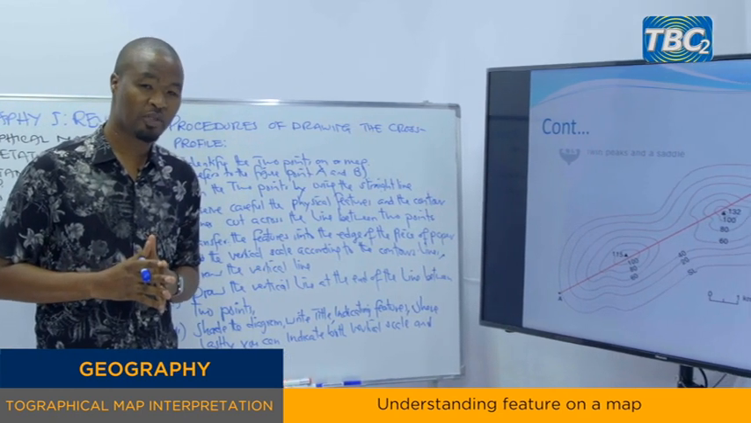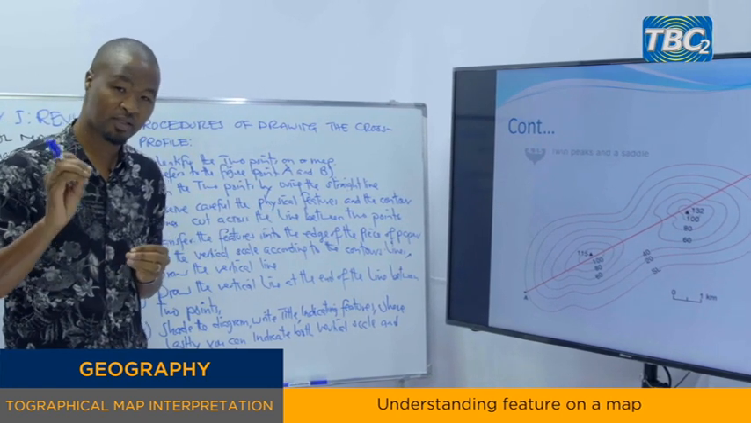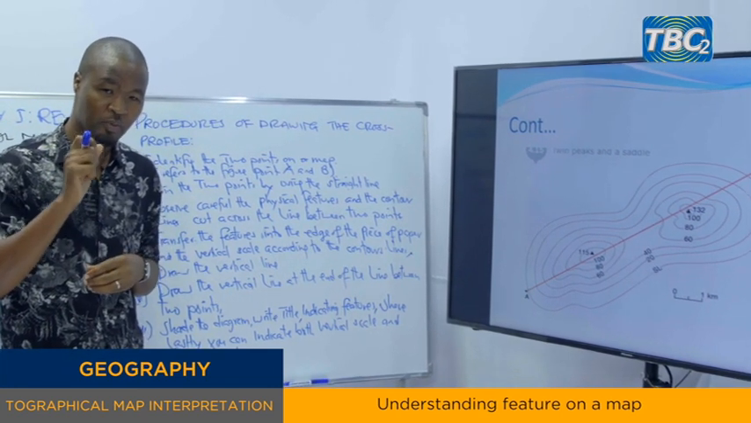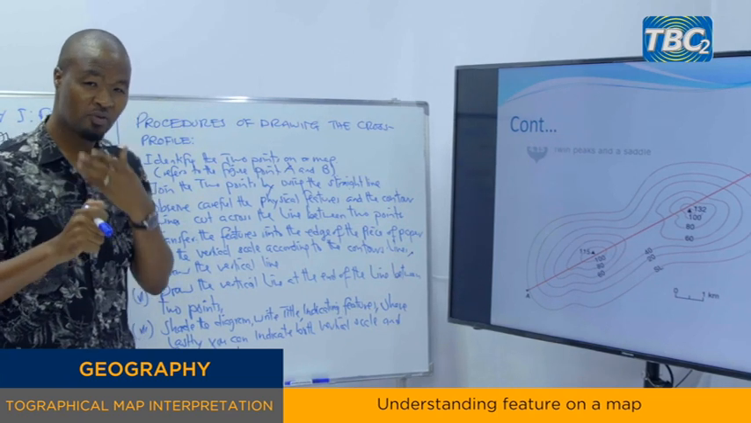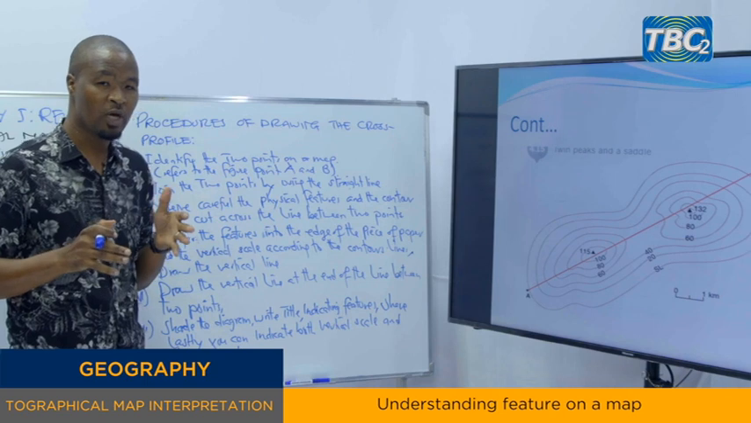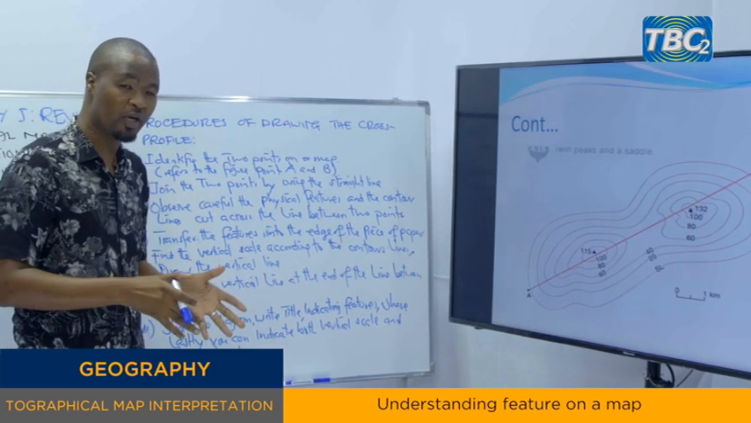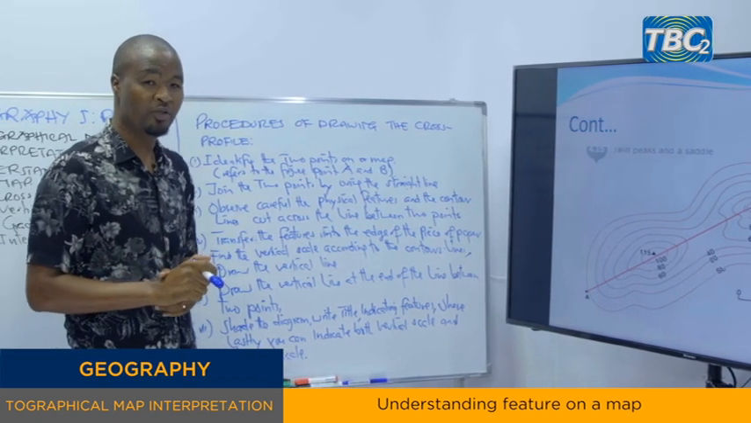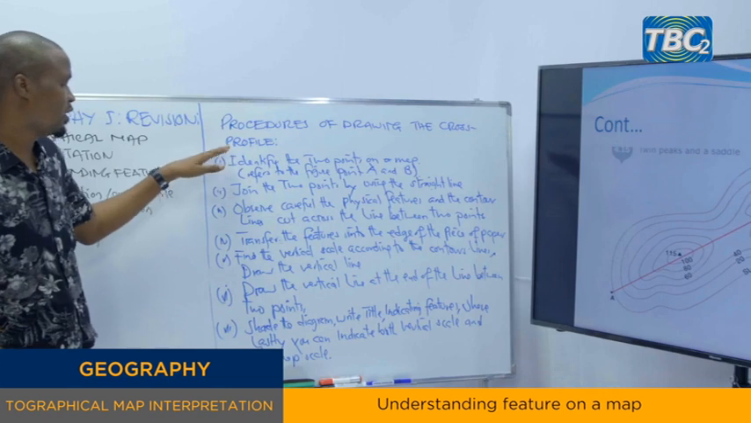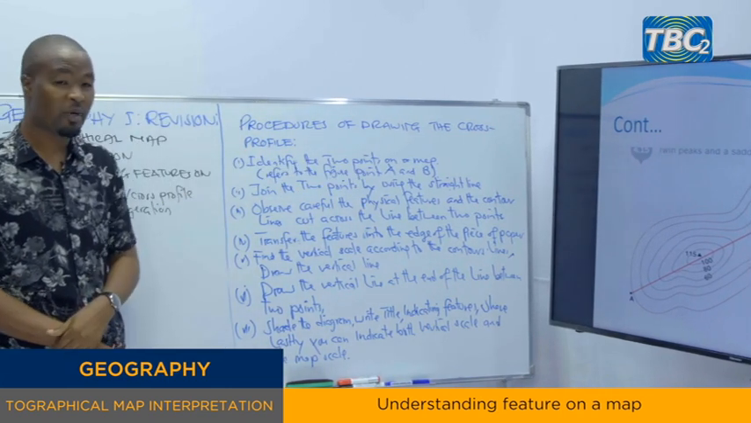Remember, the two points may be given by a place name, maybe this is point A and this is point B, or the two points may be given by using the grid reference. As a Form 6 student, I know you know how to use either the place name to identify the position of those areas, or the grid reference to identify the two points. So let's see the first procedure: identify the two points on a given map.